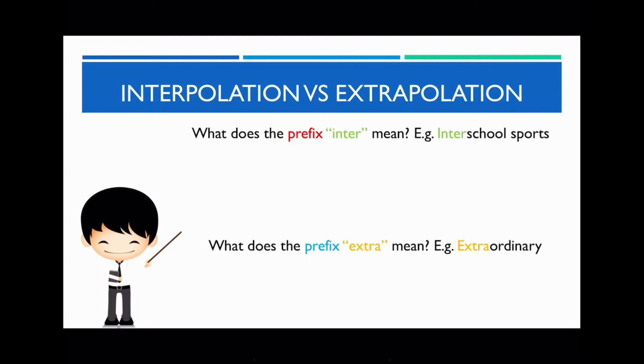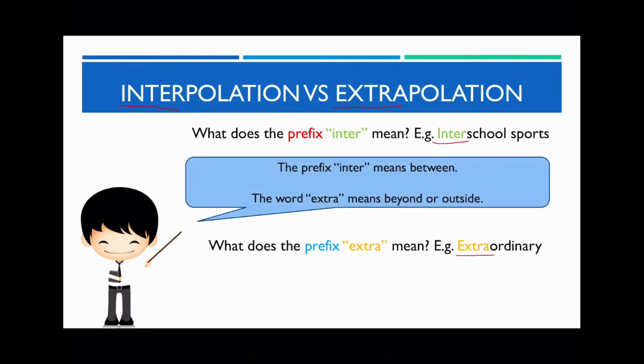In this case, the prefixes are the words inter and extra, and you have probably already encountered these prefixes. For instance, the word inter-school sports contains the prefix inter, and the word extraordinary contains the prefix extra, okay? From your understanding, you probably know that inter-school sports means you're competing between different schools for different sports, okay? So inter means between, whereas extraordinary means it's not normal, or it's beyond normal, okay? So the prefix inter means between and the prefix extra means beyond or outside.